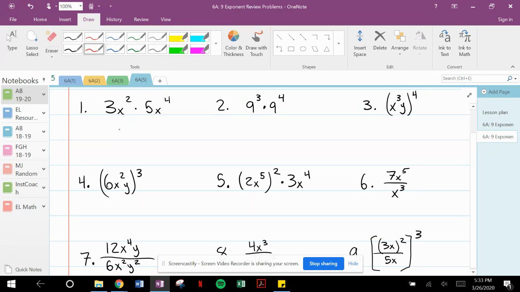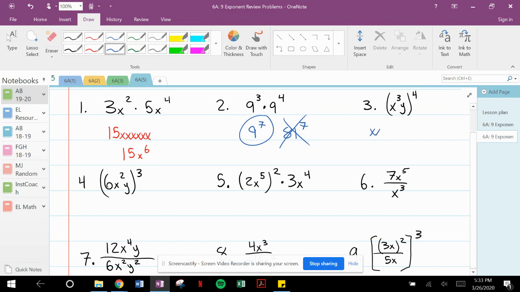So in this first one, I see 3 times 5 is 15. X squared is x times x. X to the 4th is 4 more of those. So I'm seeing 15x to the 6th power. In number 2, that's 3 nines and then another 4 nines, so I end up with 7 nines multiplied by each other. That is not 81 to the 7th, right? There are not 7 81s, there are 7 9s.